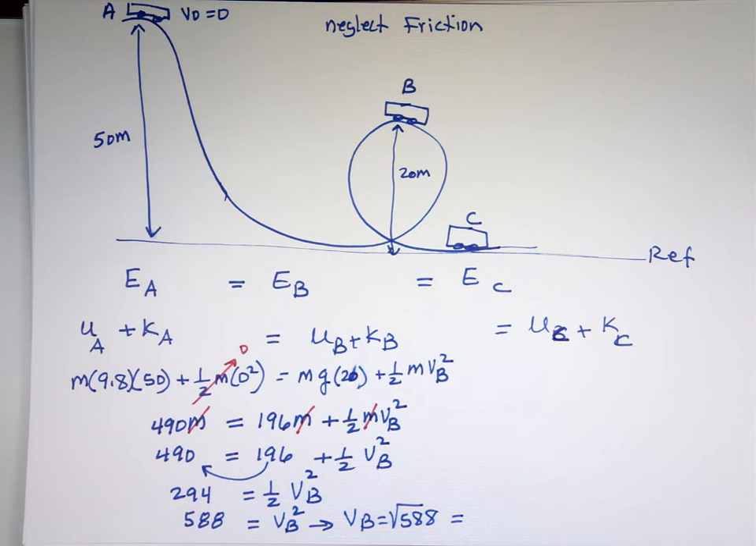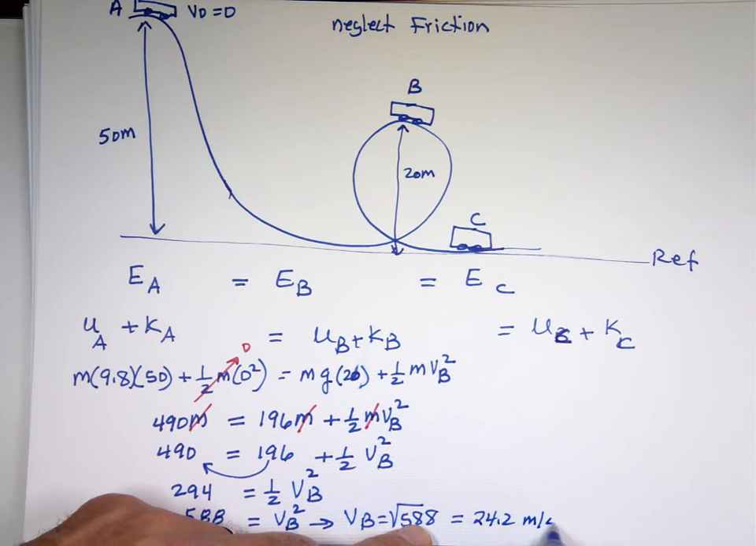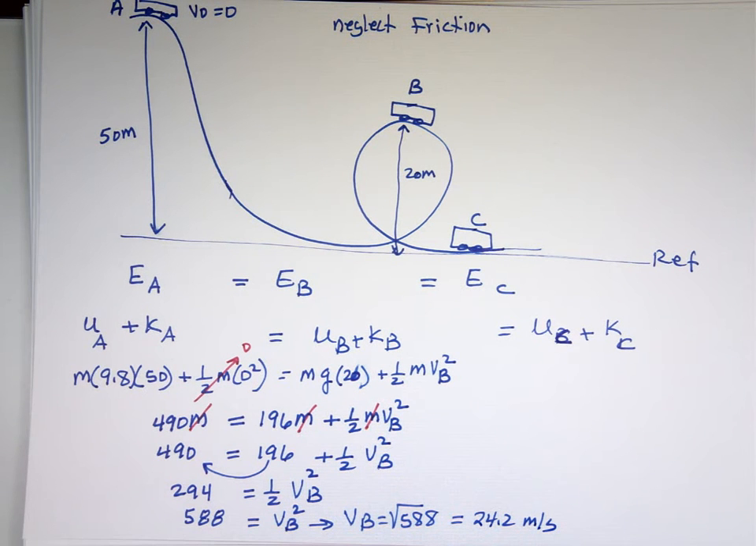Take the square root of 588 and you move in 24.2 meters per second. So you go about 55 miles per hour at the top here, based on my picture. 50 meters, a good drop there. So you go about 50 miles per hour up there.